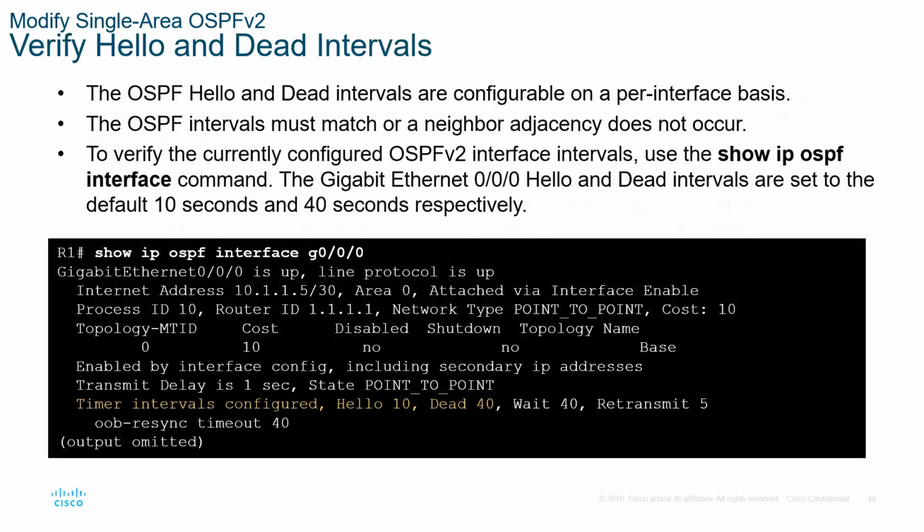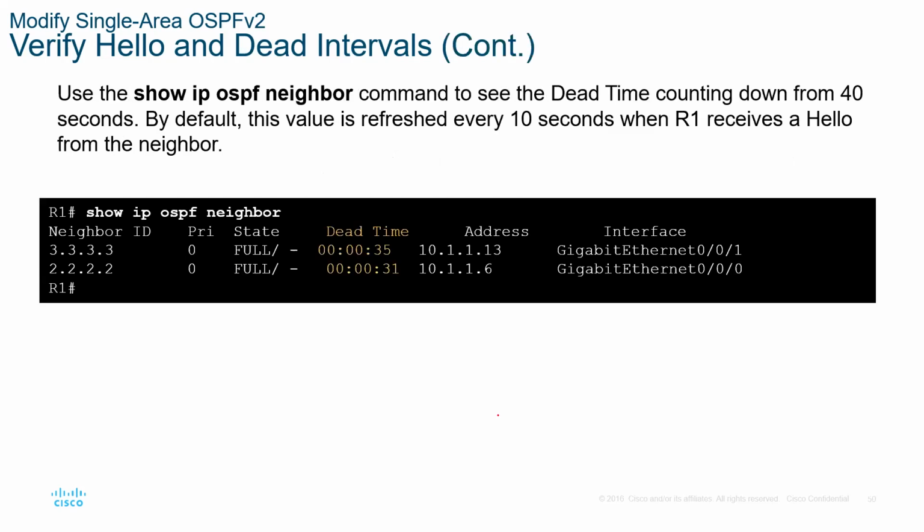Now, how do you verify? If you do show ip ospf interface, you're going to see the timer intervals as hello 10, dead 40. Another way to verify the same information is show ip ospf neighbor. I'm on router 1 now. For router 3, it will tell you the remaining value for the dead interval, and then for router 2, it will give you this.